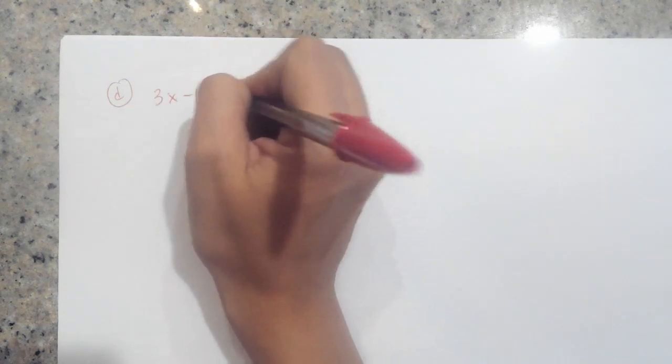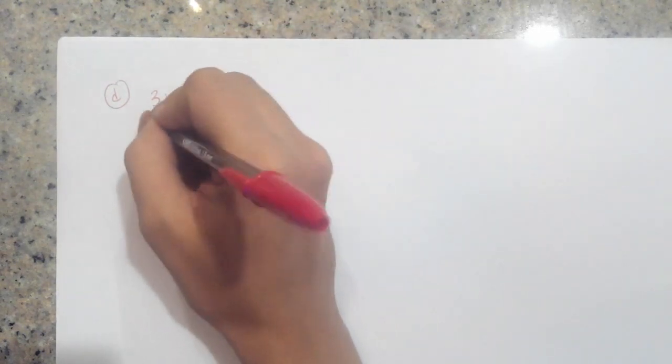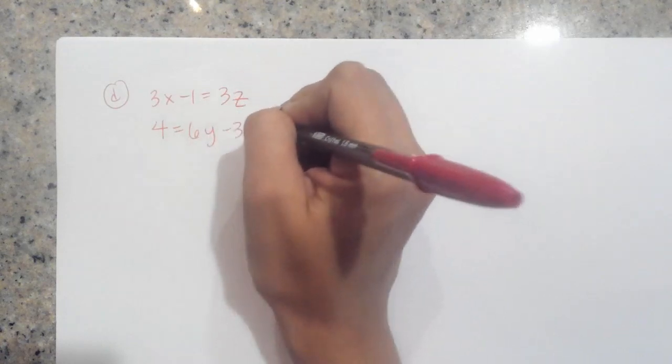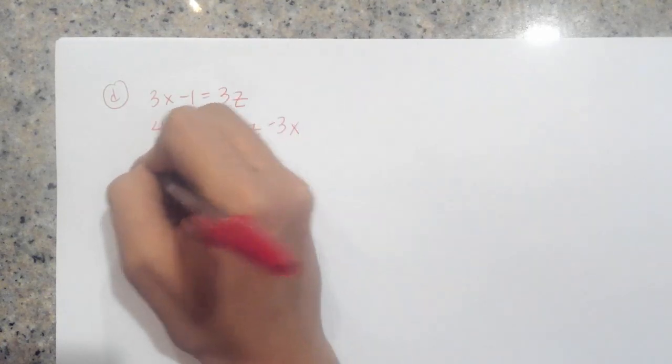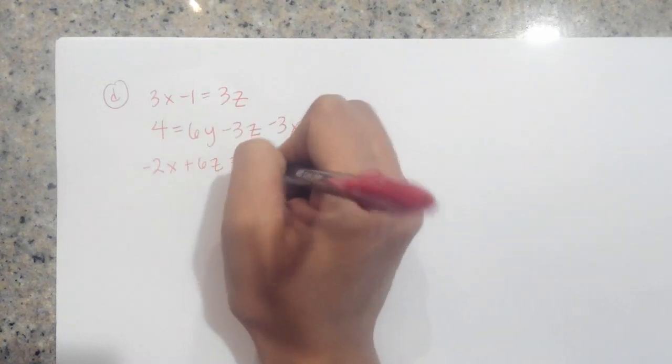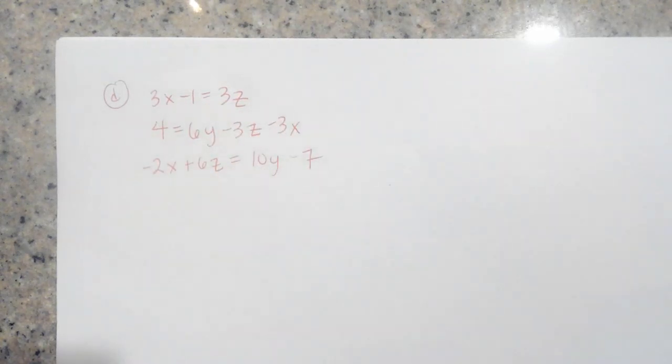You have 3x minus 1 equals 3z. And then I have 4 equals 6y minus 3z minus 3x. And then negative 2x plus 6z equals 10y minus 7. Alright, so when I'm looking at this system of equations, they want me to solve it by hand. I'm not going to use Gaussian elimination because that's what was done previously. You can. But for this one, I'm going to compare the equations.